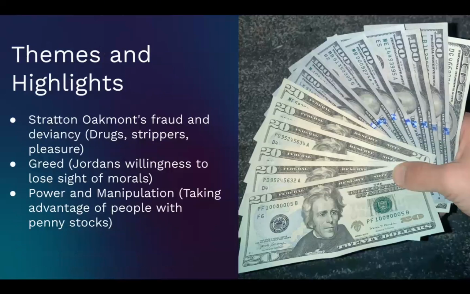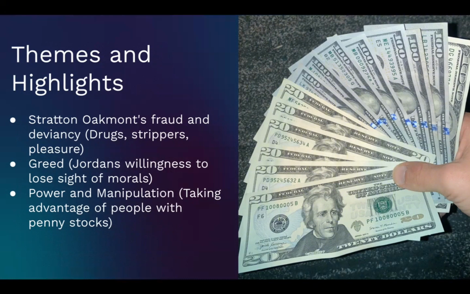Some themes and highlights from the film include the deviancy of Stratton Oakmont, shown through the amount of drugs and strippers, the greed of Jordan Belfort, who was willing to throw away his morals in order to be rich, and the power of manipulation and lying in order to take advantage of people. The film presents a world where the pursuit of money eclipses morality, with characters consistently crossing ethical lines to achieve their desires.